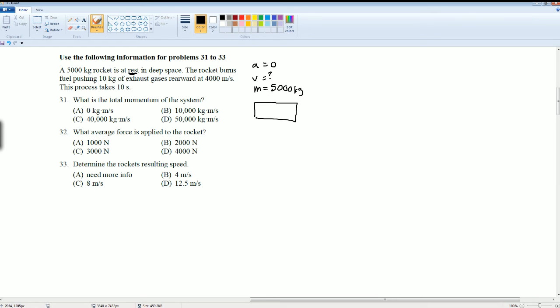The rocket burns fuel, pushing 10 kilograms of exhaust gas at 4,000 meters per second. So then this becomes the rocket, and the rocket is what? 490 kilograms, because here it's the gas, and the gas was 10 kilograms, and here it has a velocity of 4,000 meters per second. Okay. What is the total momentum? That is very interesting. Okay, hold on. Let me think about this.